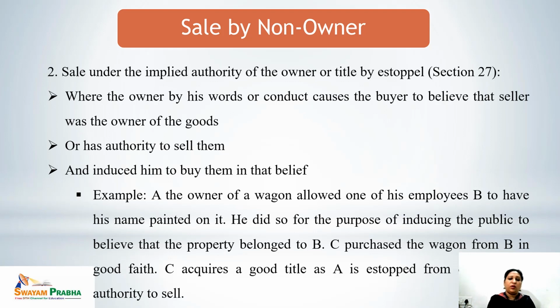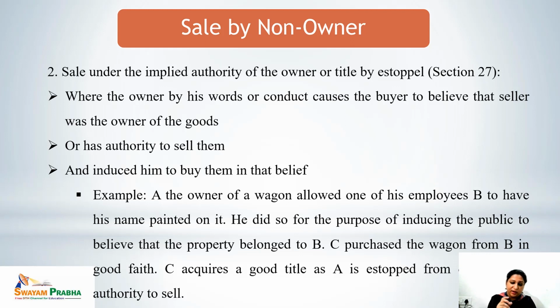Second, non-owner's sale under the implied authority of the owner, or title by estoppel. It is also covered under Section 27, where first of all we need to know what title by estoppel is. If someone tries to convince the buyer that he is the true owner, by his conduct or by his words, that means this is title by estoppel.